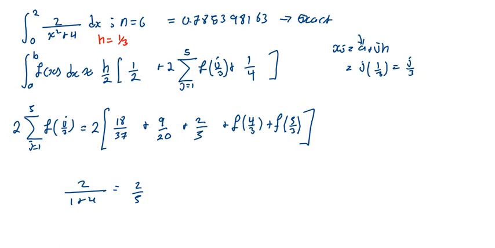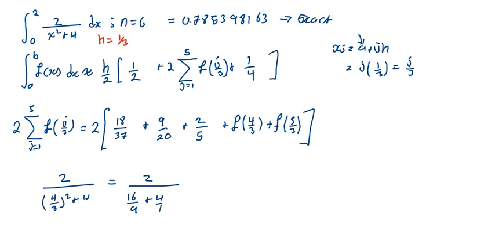Let's get to f of 4 over 3. So we have 2 over (4 over 3) squared plus 4. So this is going to be 2 over, 4 squared is 16, over 9, plus 4. Once again, all the same, here you just do this: 16 by 1, 9 by 4, 9 by 1. That's how we make that a single fraction.